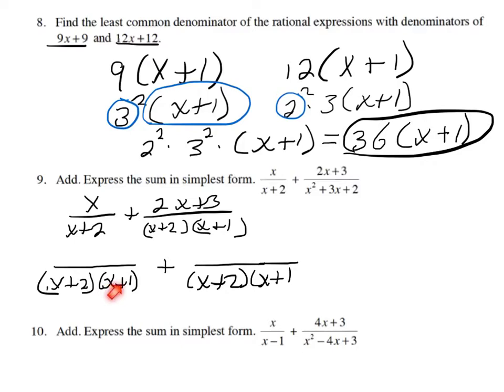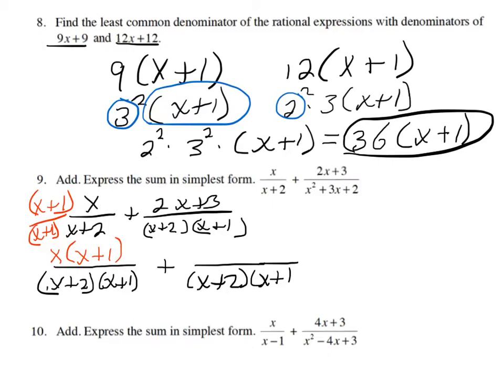Well, if I compare, I see I have an x plus 1 there. I do not have an x plus 1 there. So I need to multiply top and bottom by x plus 1. Okay, so in doing that, I'm going to flip those around because I like the x first. And why can I do that? Well, if you said the commutative property of multiplication, you were right.